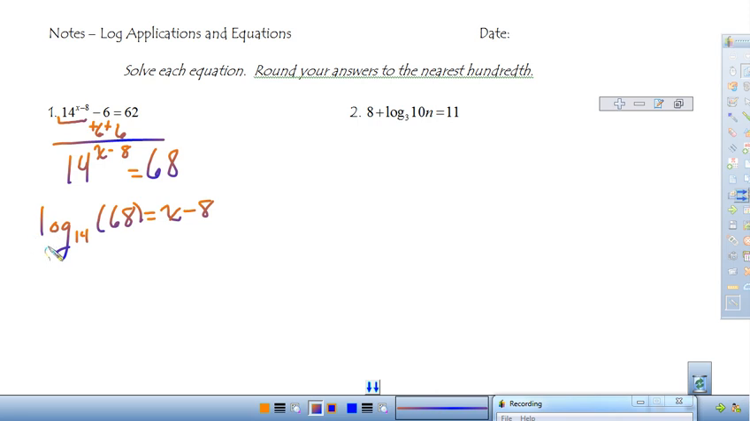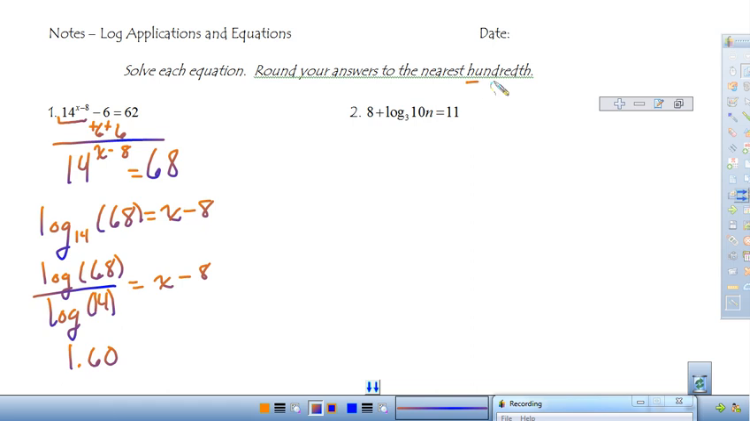And there's no good way to put this into your calculator unless it's base 10, so we have to use the change of base formula. So, log of 68 over log of 14 equals x minus 8. If you put this into your calculator, there's a log button if you have a graphing calculator on the left side. If you have the calculator on your phone, if you turn it so that your phone is long ways, a lot of times you'll have a log button. But you should get approximately 1.60 since it says to round to the nearest hundredth.